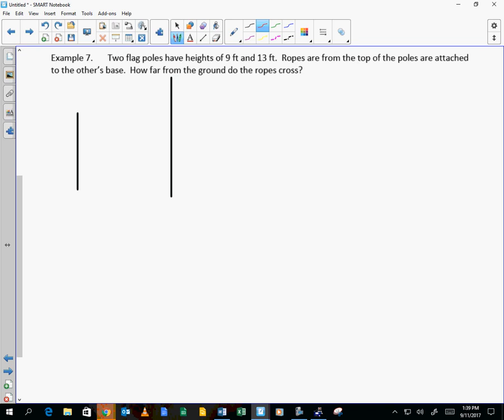So here we go. 2 flagpoles have heights of 9 and 13. It's a poorly worded sentence. I must have been watching football or something. Ropes connect from the top of the poles to the other's base. That's what it's more or less supposed to say.